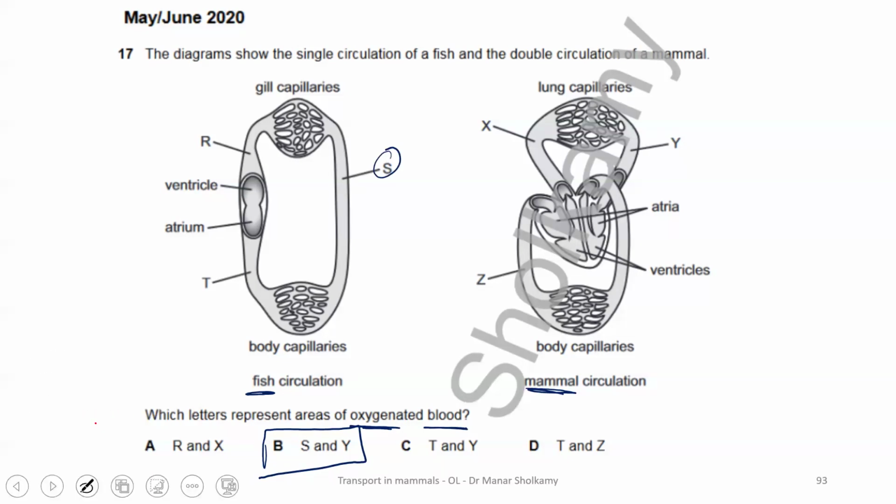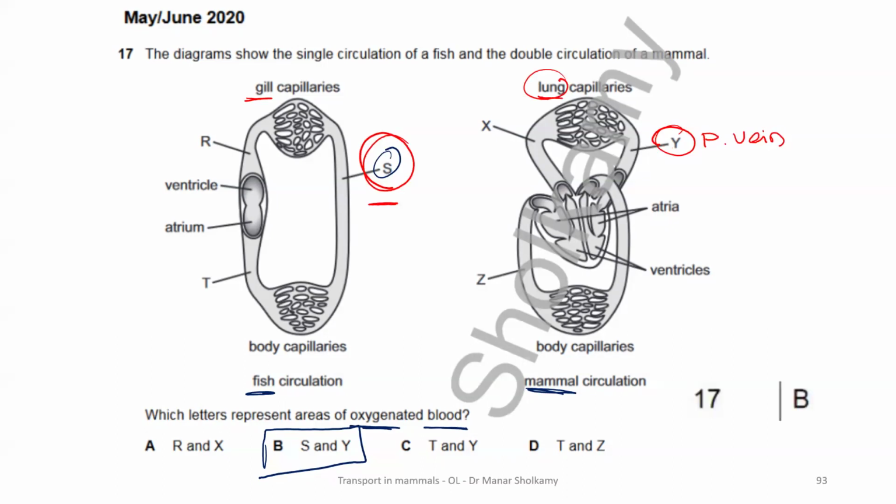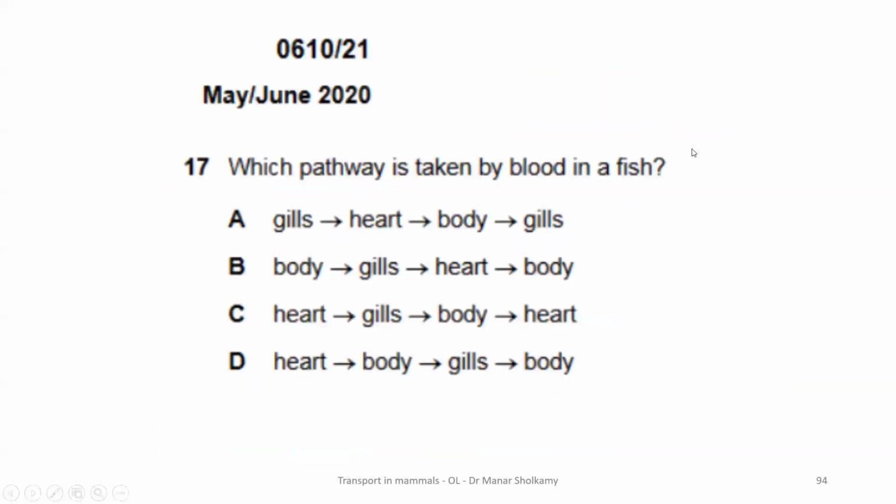Yes, excellent, perfect answer. Because the gills and the lungs, these are the organs in fish and in mammals that oxygenate the blood. So any blood coming out of the gills is oxygenated, which is S, and any blood coming out of the lungs must be oxygenated. This is the pulmonary vein, which is Y. So the answer is definitely B. Well done. Okay, another question.